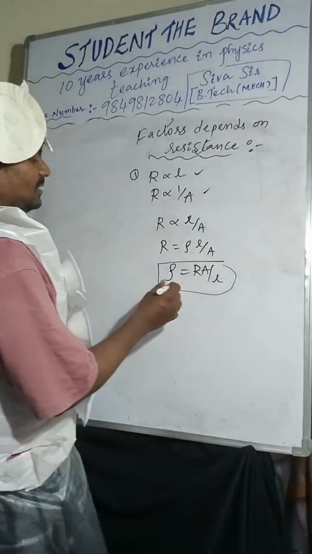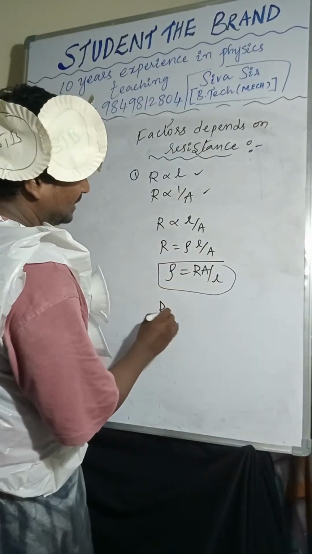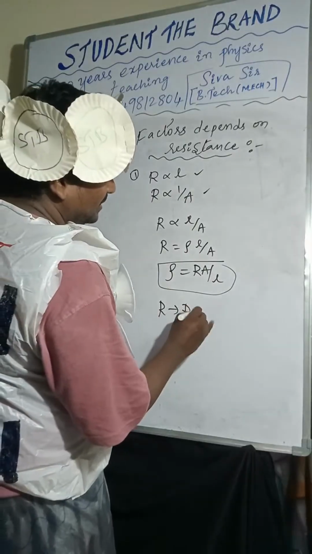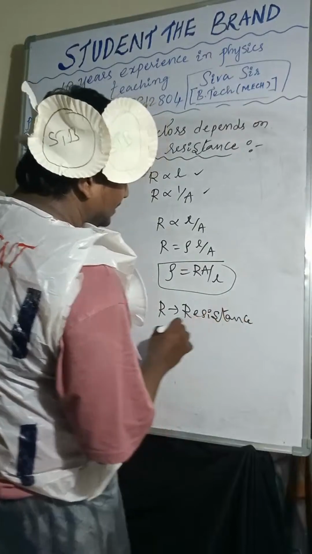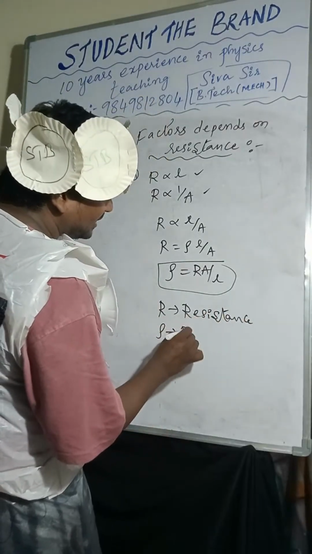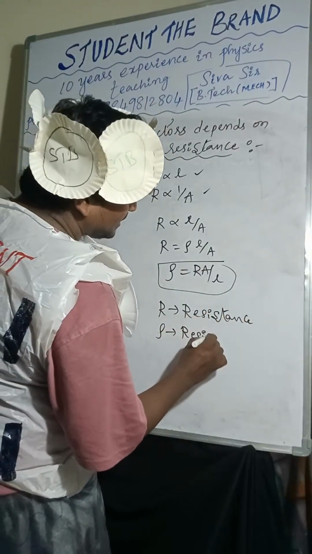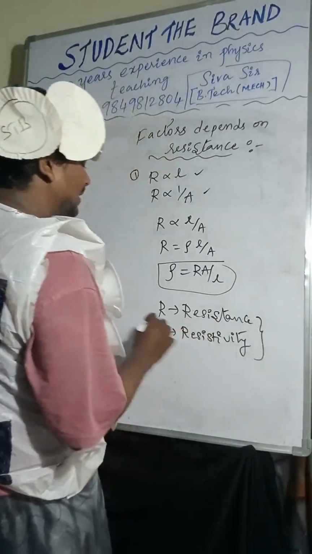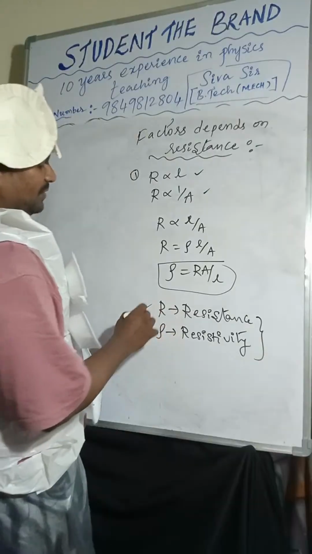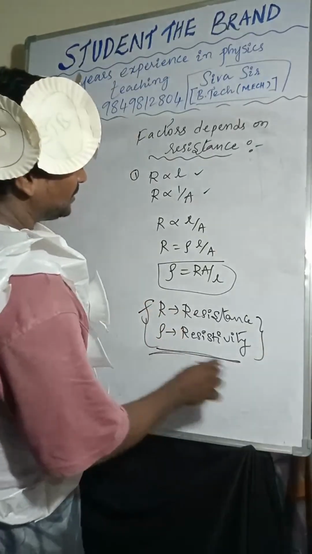So here rho is the resistivity and R is the resistance. Rho is the resistivity. The difference is also very important.